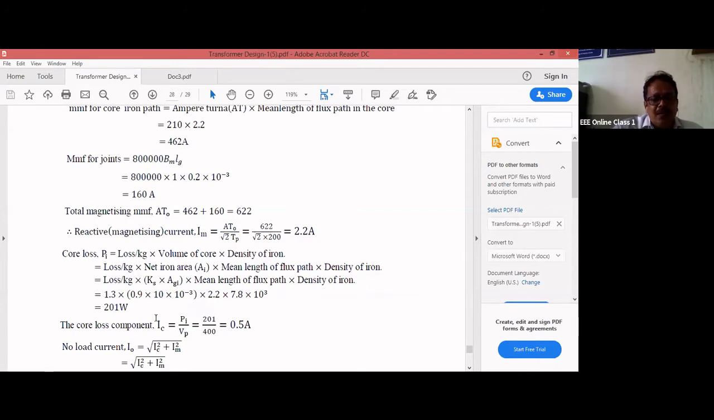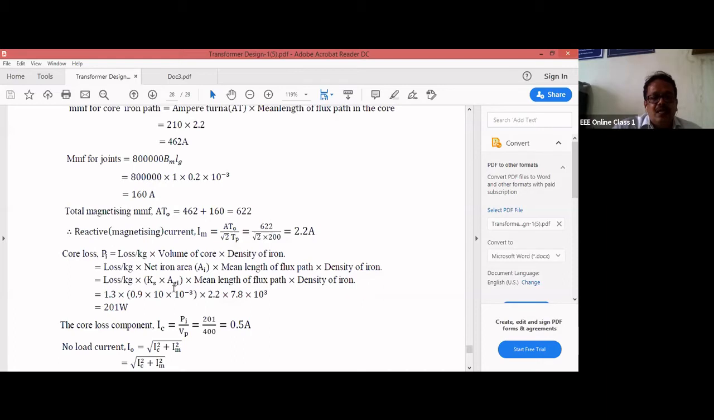Likewise, you now calculate the core loss component IC. Core loss component IC is nothing but PI divided by VP. Calculate PI. Core loss PI is nothing but loss per kg times volume of the core times density of the core. Volume of the core is net area into mean length of flux path. This can be written as Ki into AGI, mean length of flux path, times density of iron.